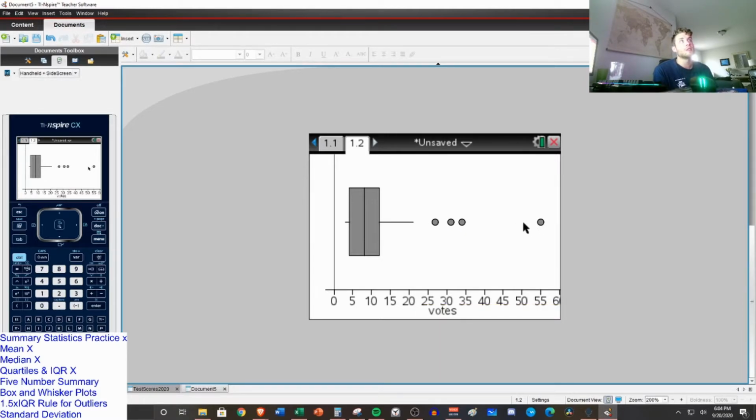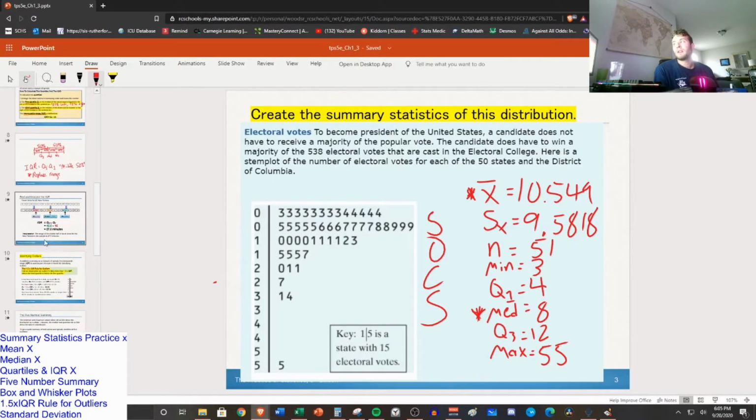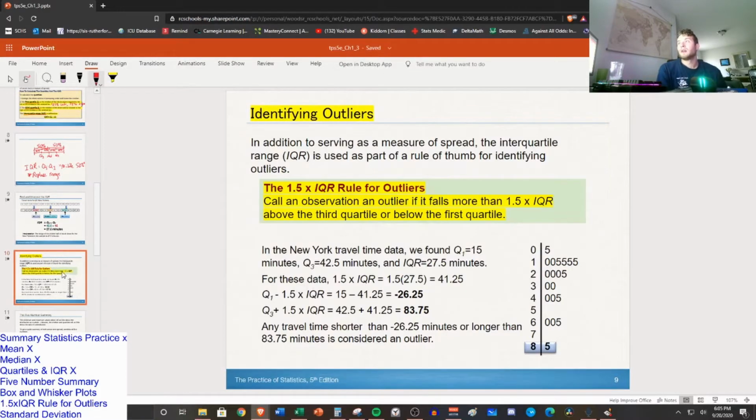All 4 of these are considered outliers. So let's talk about how the calculator is doing this and figuring out if they are an outlier, because you are going to have questions on your test that are going to require you to use this rule we're about to write down to identify outliers. So here we go. Identifying outliers. We have what's called the 1.5 times IQR rule for outliers. Go ahead and write that down. I'll pause it.